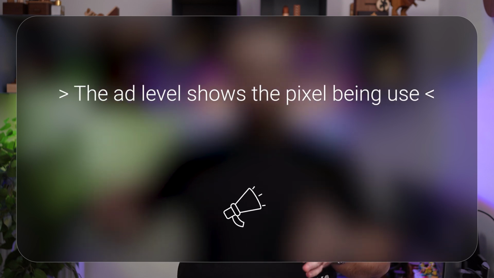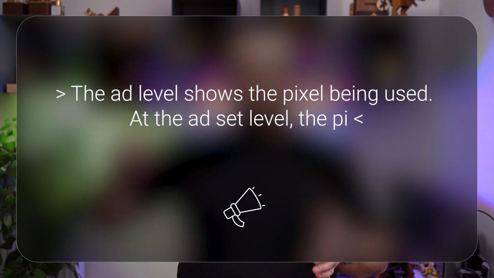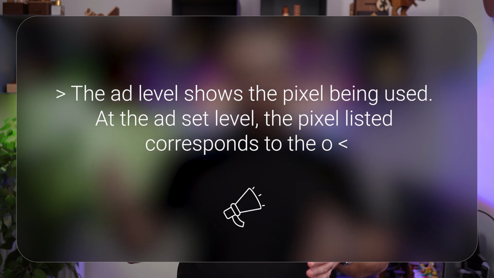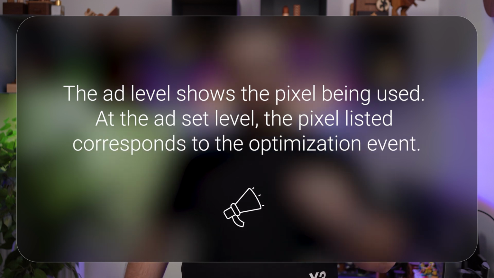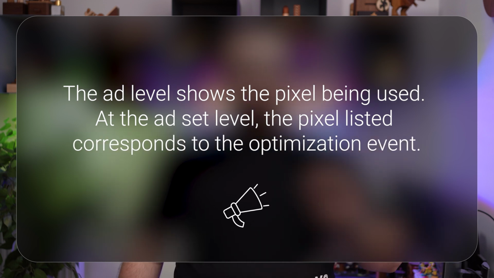By the way, another reason for the ad having the hot pocket is because we are listing the pixel that we are using over there. On the ad set level, we are listing the pixel that we will use with the optimization event. But on the ad level, at the bottom, we are saying this is the pixel that is actually going to track everything, and this is where the hot pocket is being formed.